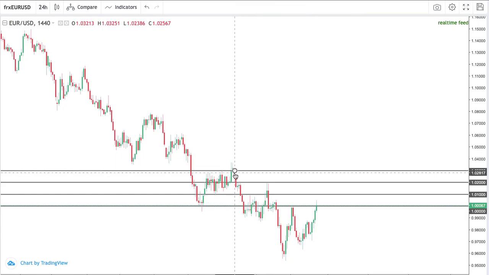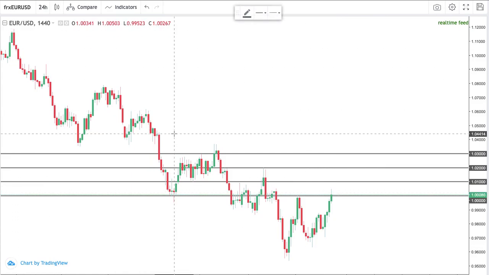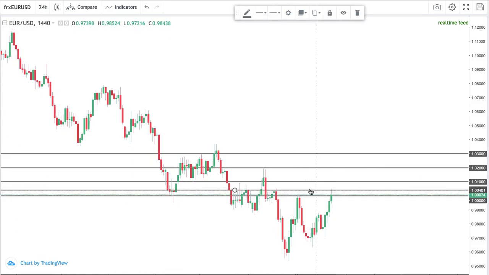Okay, are you seeing this? This is the major one here. Between these major psychological numbers, there are some numbers that are called minor psychological numbers. These numbers are in between. For example, now this is 1.00000 and this 1.1 thousand. So the minor psychological number will be in between here.